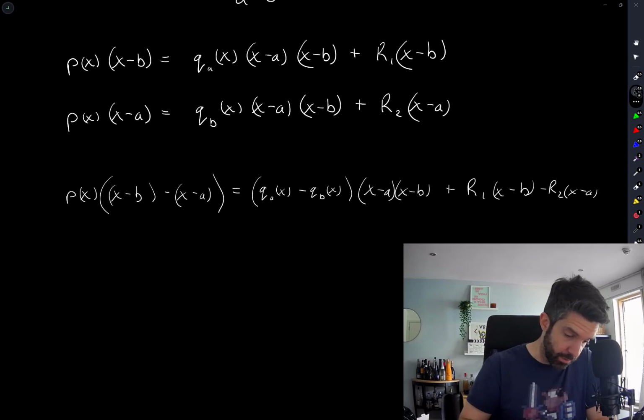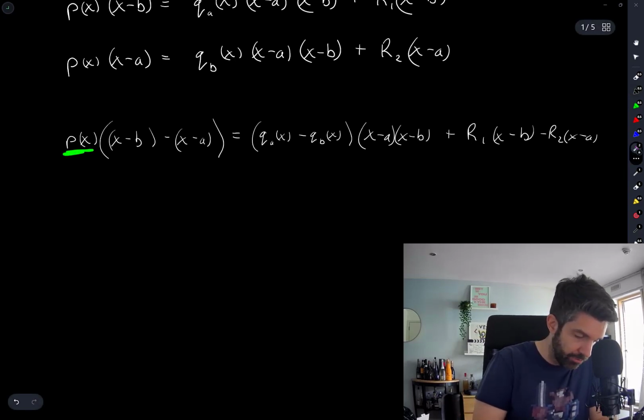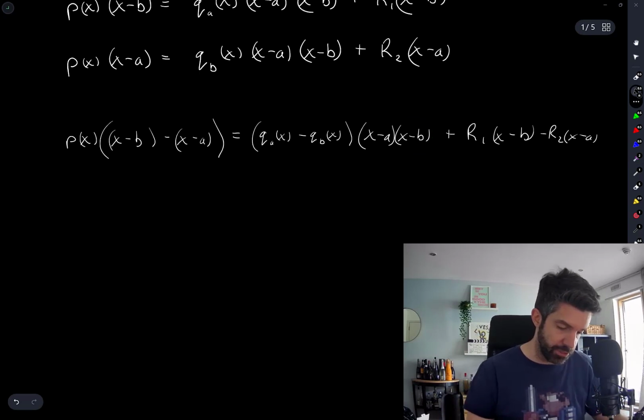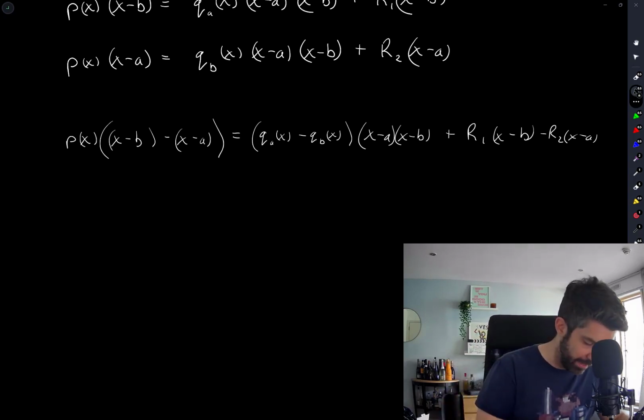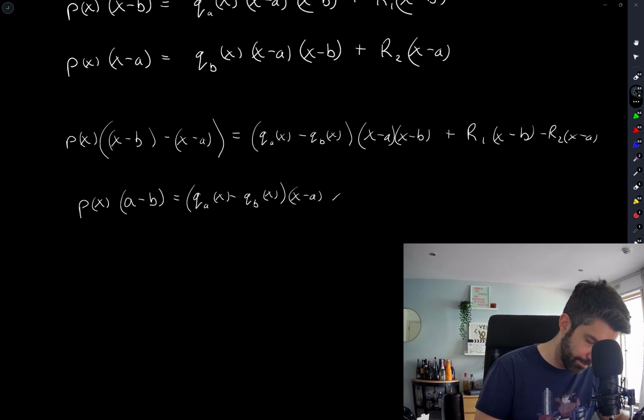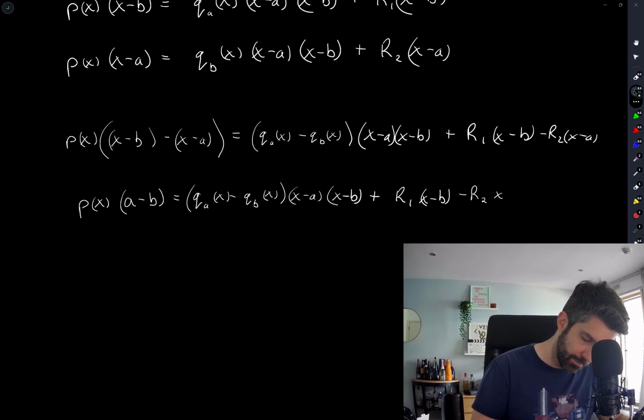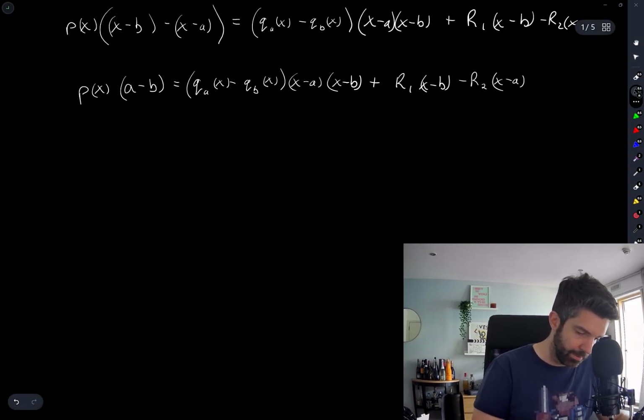Okay, and what I want to do now is manipulate this to end up with simply p of x on the left-hand side, and you'll see that I have an x minus a times x minus b that corresponds to the definition of what it means to divide by x minus a, x minus b. Okay, so we have p of x times a minus b is equal to everything on the right-hand side. Okay, and I'll divide by a minus b.